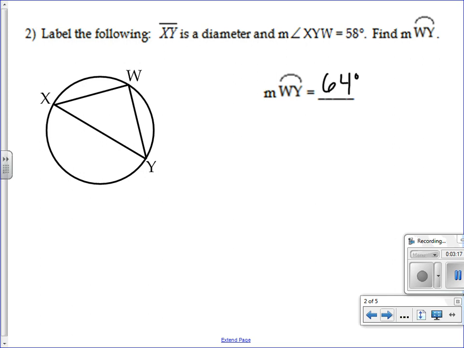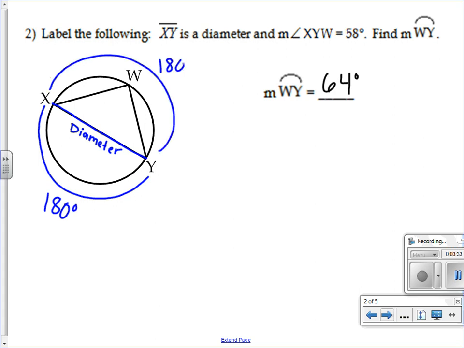So for this one, we are given that segment XY is a diameter. So right away you should be thinking, okay, my circle is being cut in half into semicircles. I know this is 180. I know this entire side is also 180. Now we're also given that the measure of angle XYW is 58 degrees. So XYW would be this angle right here. And the goal is to find arc WY.